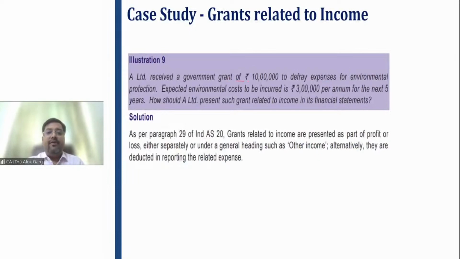A Limited received a government grant of rupees 10 lakh to defray expenses for environmental protection. Expected environmental cost to be incurred is rupees 3 lakh per annum for the next 5 years. How should A Limited present such grant related to income in the financial statement?